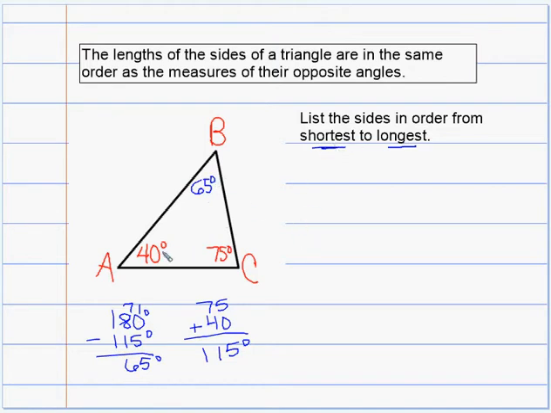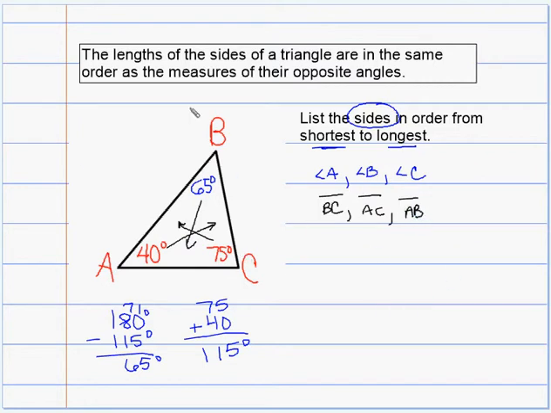So which angle is the smallest? It'd be angle A, then angle B, then angle C. Now, we want to list the sides in order from shortest to longest. So the sides go in the same order as the angles, but it's the sides opposite them. So the side opposite angle A is side BC. Then the side opposite angle B is side AC, and the side opposite angle C is side AB.